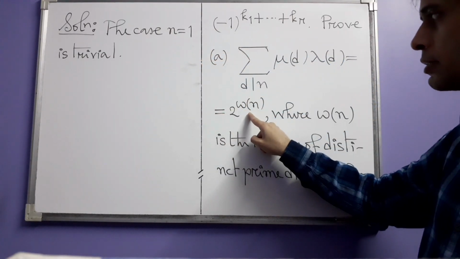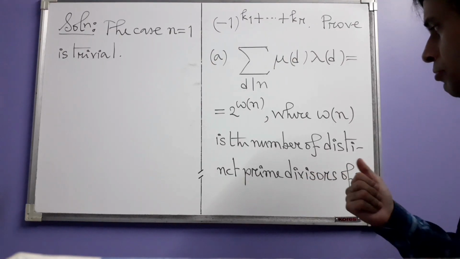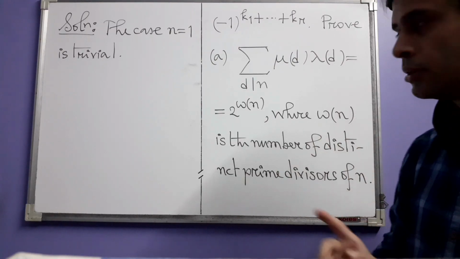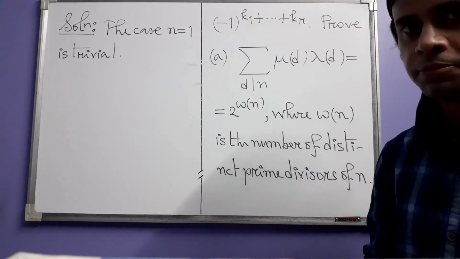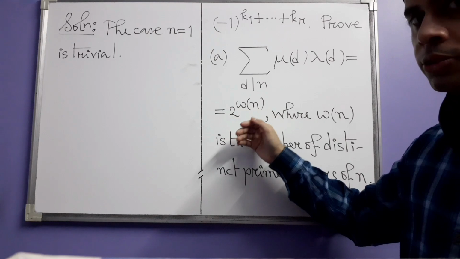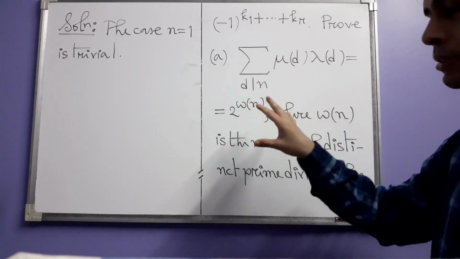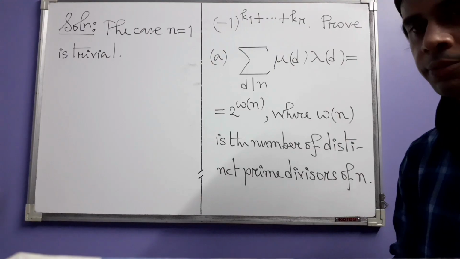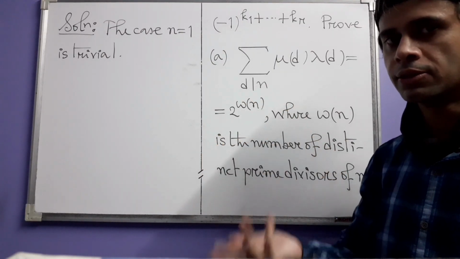What about the right hand side? Omega of n is the number of prime divisors of n, distinct prime divisors. The number 1 has no prime divisor. So omega of 1 is 0. So the right hand side is 2 to the 0th power, which is also 1. So that means in this case, yes, we are having equality. And now we are going to consider the other cases where n is greater than 1.